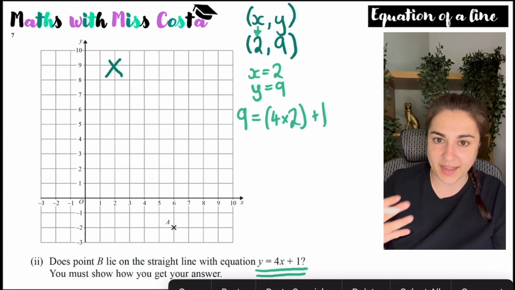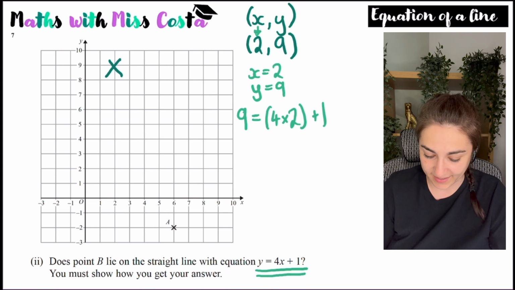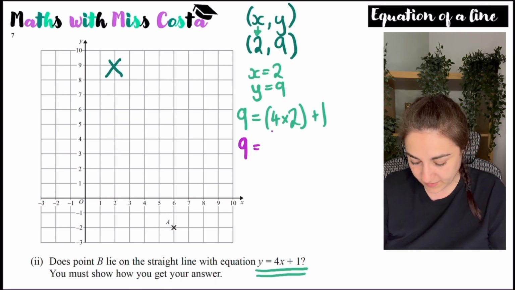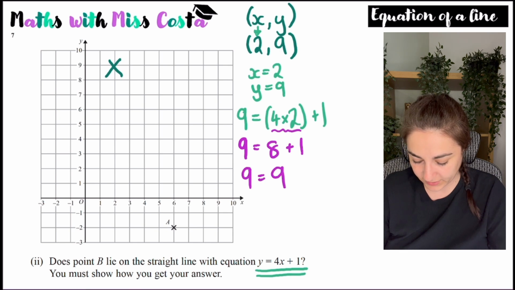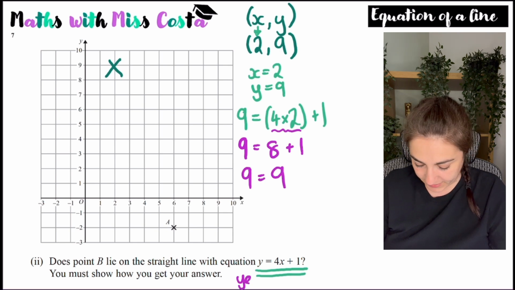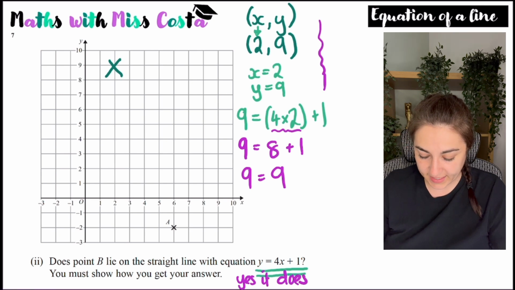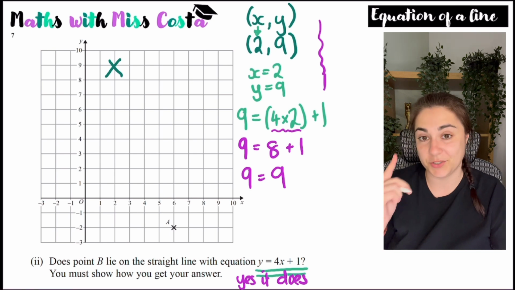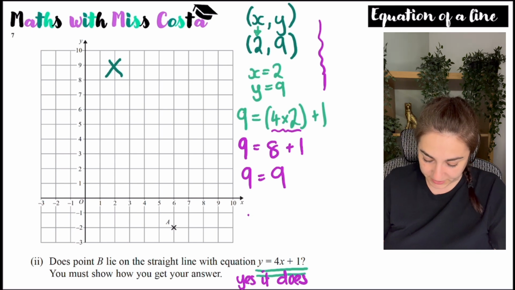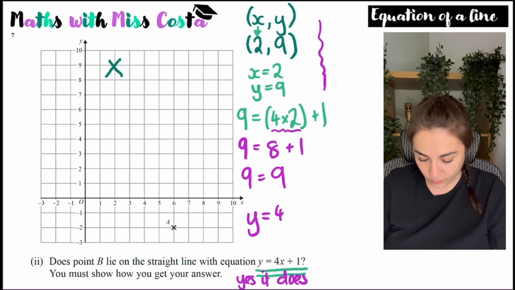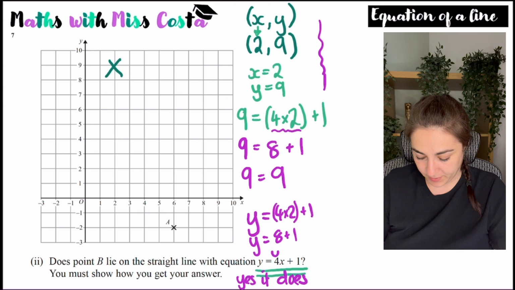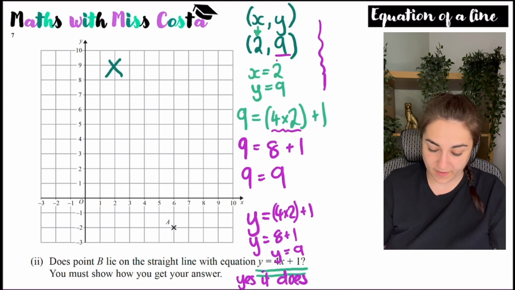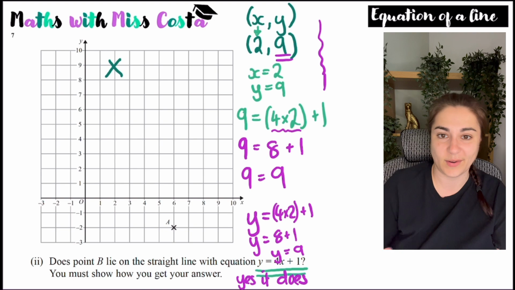Is that correct? If that works, then yes, it does lie on the line. So does 9 equal 4 times 2, which is 8, plus 1? Yes, 9 equals 9. So yes, it does. And the working is all of this. Another thing you could have done is just substitute one coordinate in. So we could have just substituted x in and said y equals 4 times 2 plus 1. So y equals 8 plus 1, y equals 9. And I know the y coordinate is 9, so I could have done it that way too.